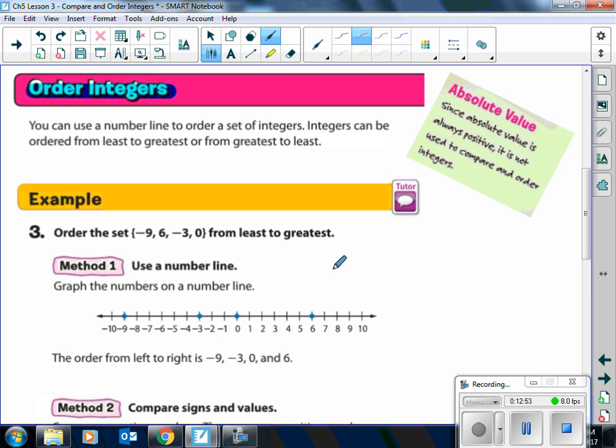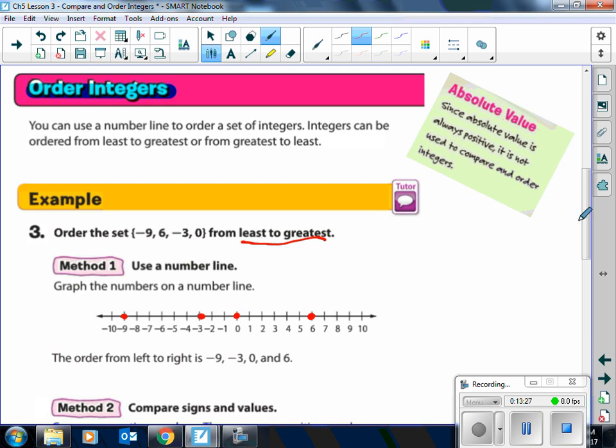So the first thing I need to do is put these on a number line, right? So we've got a -9 right here. We've got a 6 way over there. We've got a -3 right here, and 0 right there. And of course, if we're going from least to greatest, we are going to read the number line from left to right. You with me? So that's -9, -3, 0, and 6.